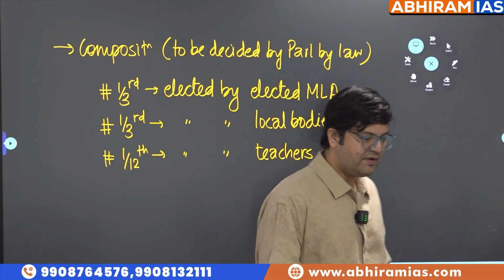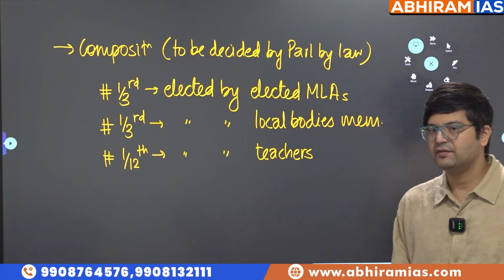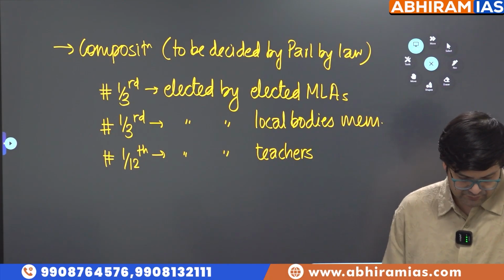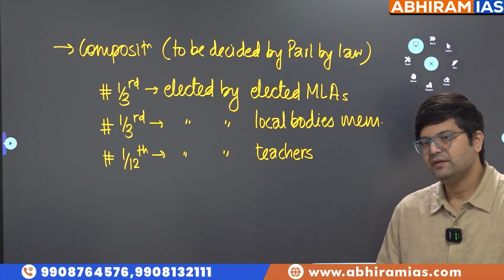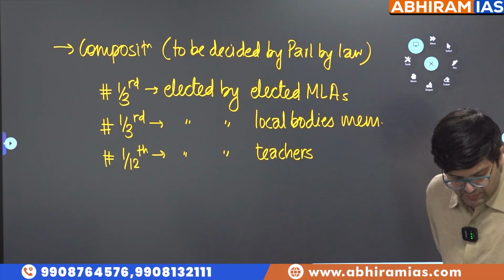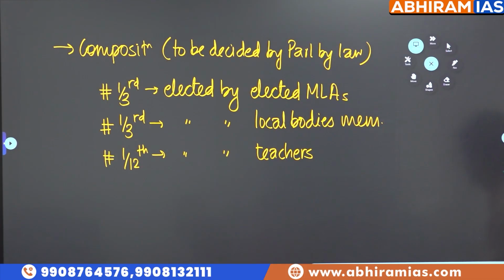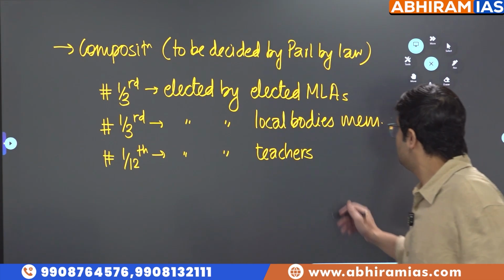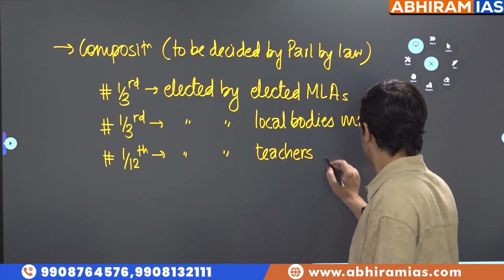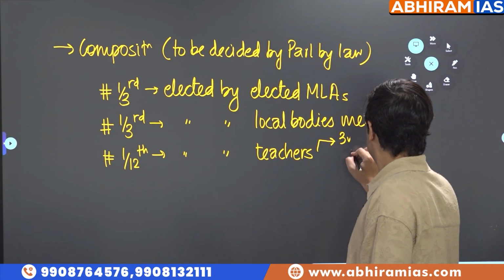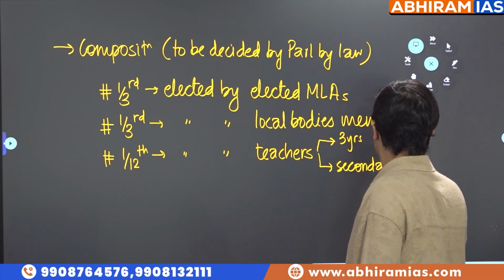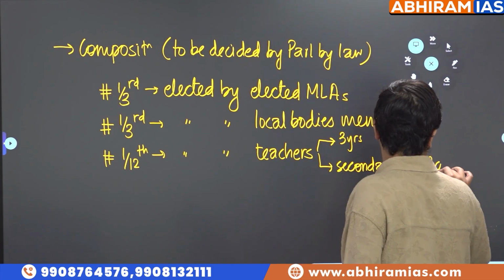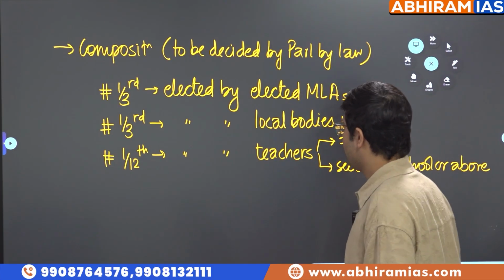These teachers must have at least 3 years of experience. They should have been teachers for how many years? 3 years. Okay. And they should be at least secondary or above, meaning they should not be lower in standard than secondary school. Clear? Secondary school teacher and above. So teachers, three years, secondary school or above.